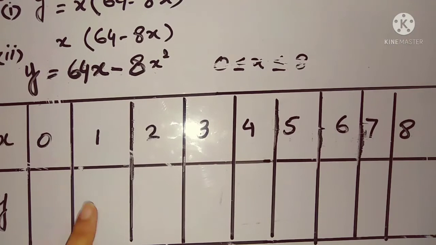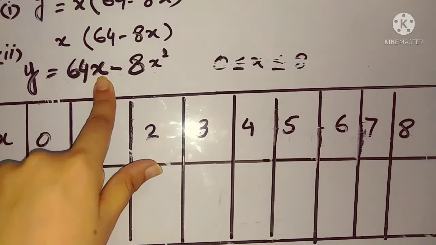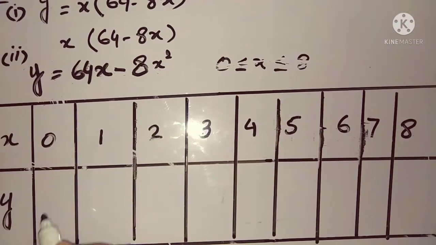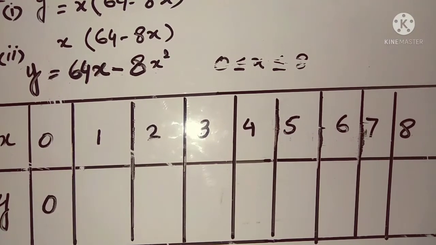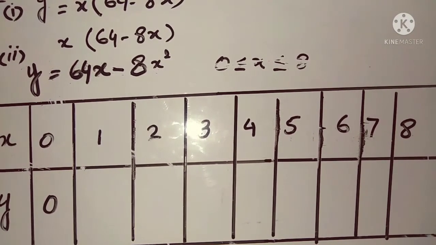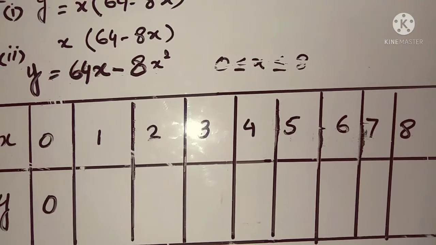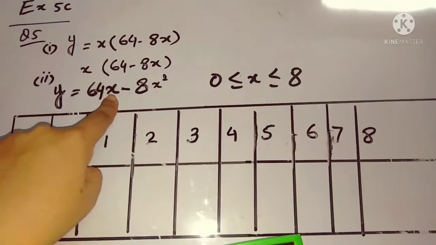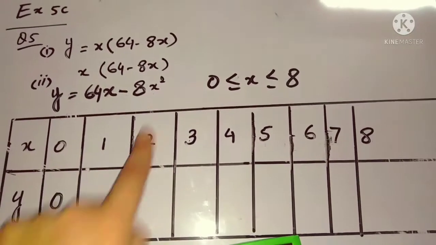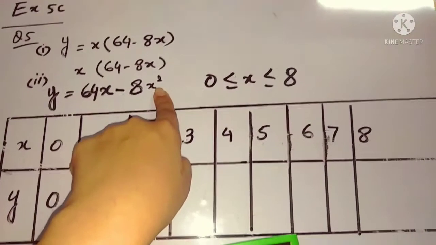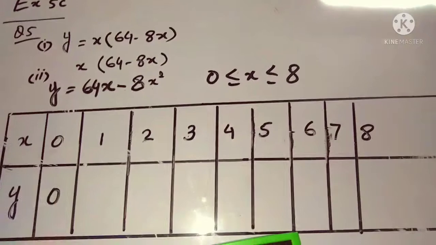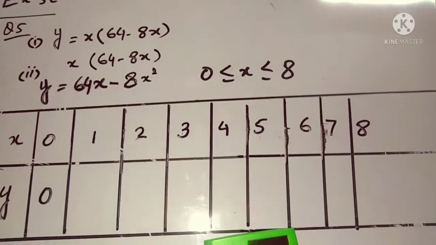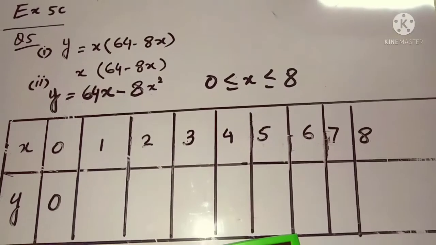Alright, when you put 0, what will you get? 64 zeros are 0 and 8 zeros are 0, so you will get y as 0. What will you get when you put 1? 64 ones are 64, and the square of 1 is 1, so 8 ones are 8. 64 minus 8 will be equal to 56.